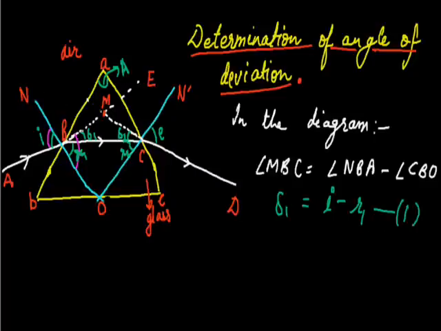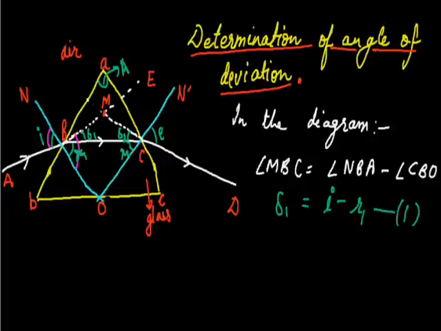Now let's discuss how delta 2 can be expressed in terms of E and R2. This R2 is the angle of incidence if we are taking the light ray moving from the glass prism to the air outside. Now this R1 is the incident ray and E is the emergent angle.